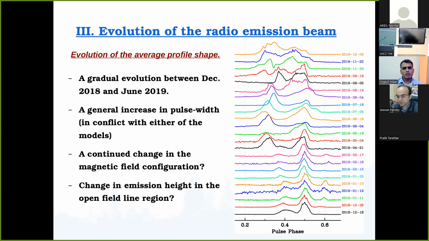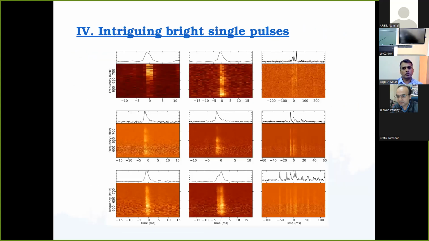Okay, I will skip this third property, but we'll go to the fourth one. The magnetar also emits very bright pulses quite frequently. If you look at the individual spectral properties of these bright pulses, a sample of those are shown here, you see that their spectra have this patchy emission.